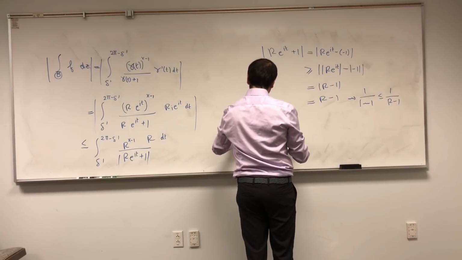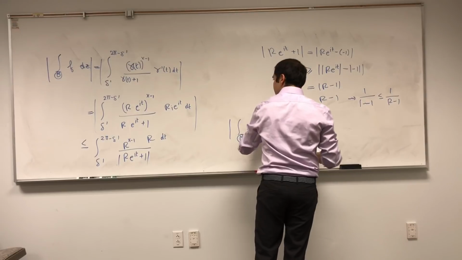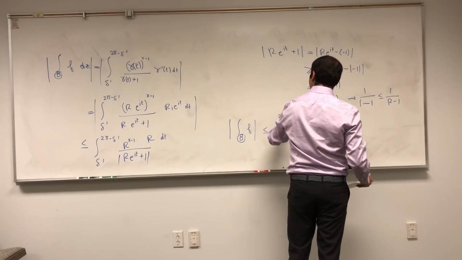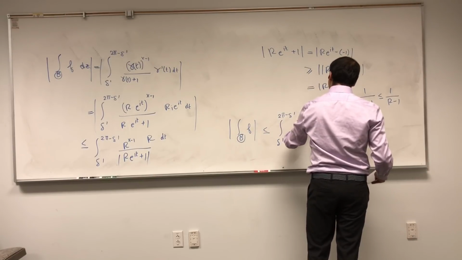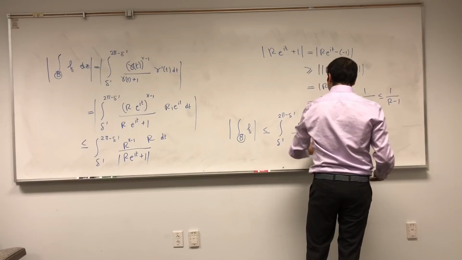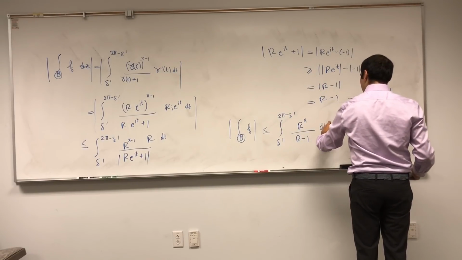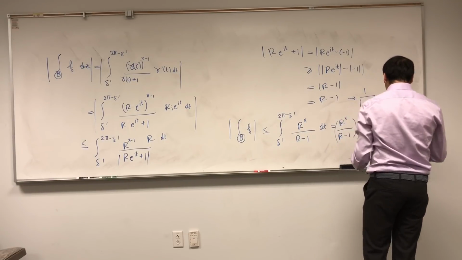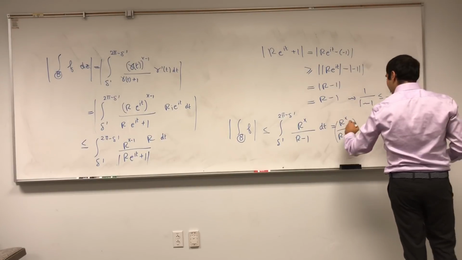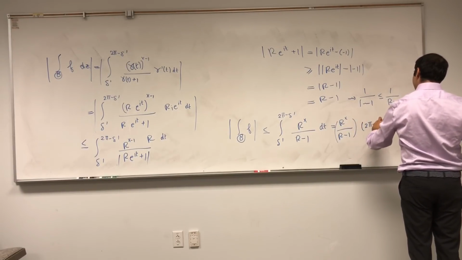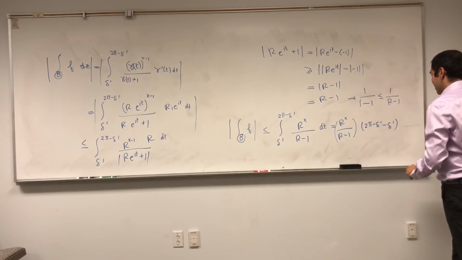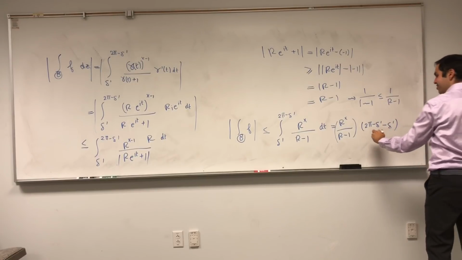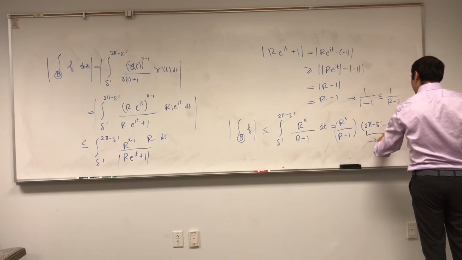So the integral over B of f is less than or equal to the integral from δ' to 2π − δ' of r^x over r − 1 dt, and that's r^x over r − 1 times (2π − δ' − δ'). Again, as r goes to infinity, the angle goes to 0, so the whole angle factor goes to 2π.